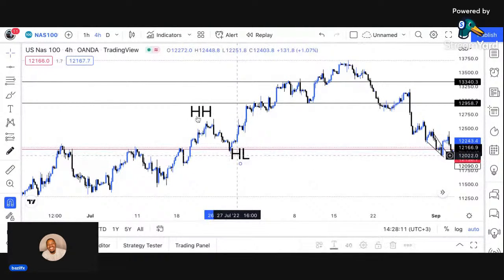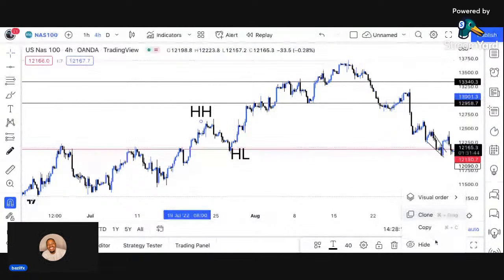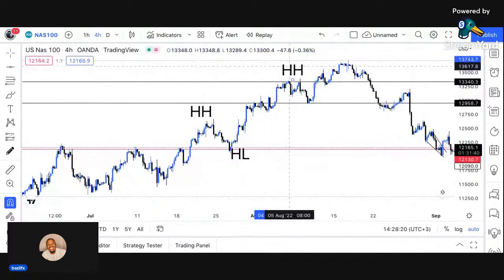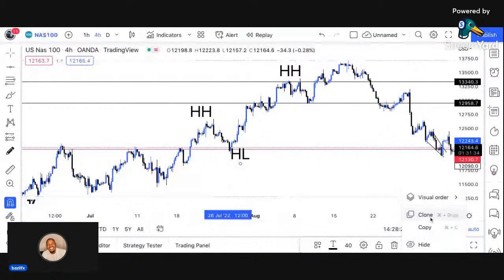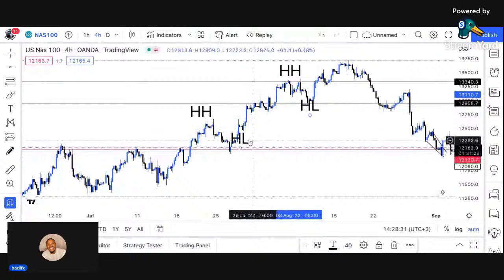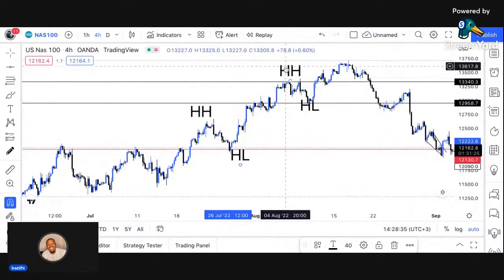This one again is a higher high. So this is another higher high, you see here. Again, this is a high low. Guys, I hope we are together. So this is a high low, you see. Then again, we have another higher high.